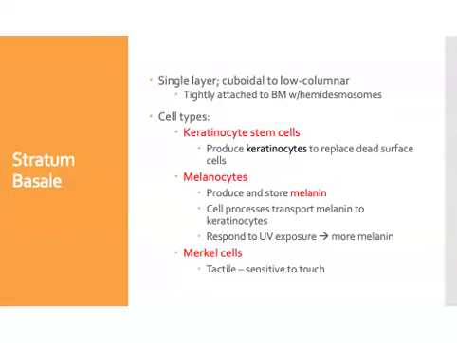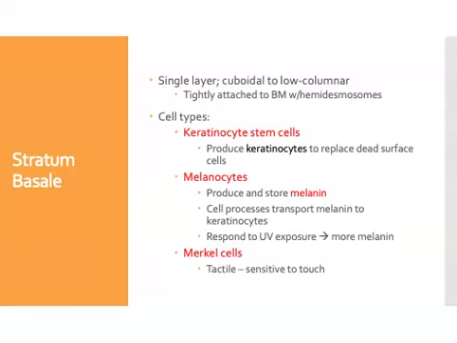Now, what kind of cells are in this single layer? Well, most of the cells are those stem cells that I mentioned earlier. These are keratinocyte stem cells. When these cells divide, they produce two new cells. One of the new cells is going to be a stem cell, and the other new cell is going to be a keratinocyte.